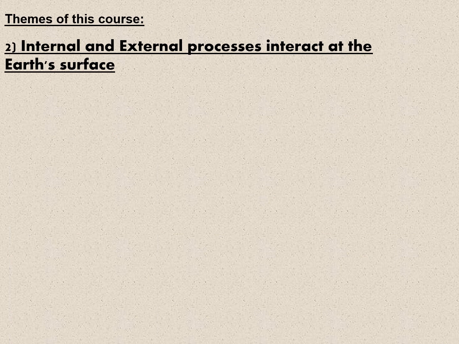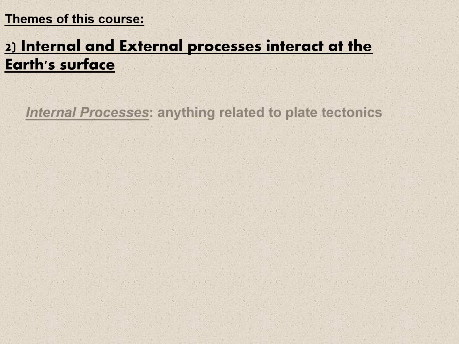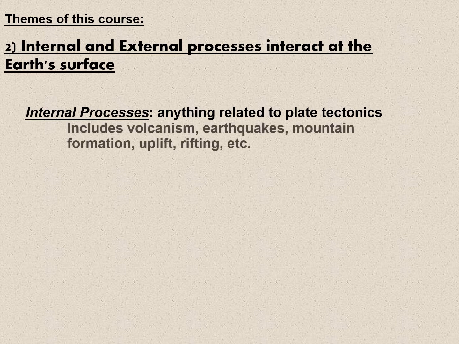Another theme of the course, as we're thinking about dinosaurs and their world, is that there are processes that change the Earth's surface inside the Earth and beyond the Earth. We have internal and external processes that interact at the Earth's surface. An internal process would be anything that relates to plate tectonics. So this would be volcanism, earthquakes, when we form mountains, when we uplift or rift continents. All of these are types of internal processes. They start out with what's going on inside the Earth.